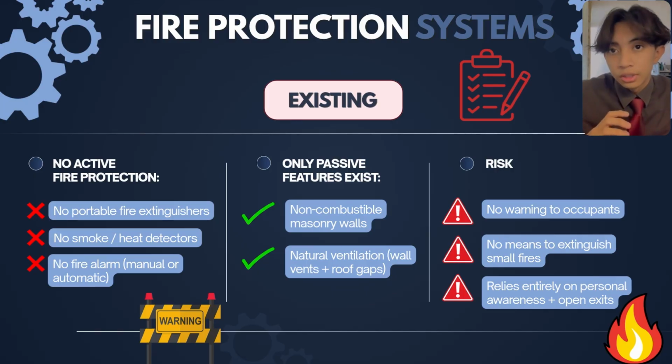The only fire safety features are passive, which are the non-combustible masonry walls and natural ventilation through wall and roof gaps. That means if a fire starts, users would have no audible warning or no way to put out even a small flame. They would have to rely entirely on their own awareness and the availability of open exits. This is clearly a high-risk situation, which brings us to the need for improvement.